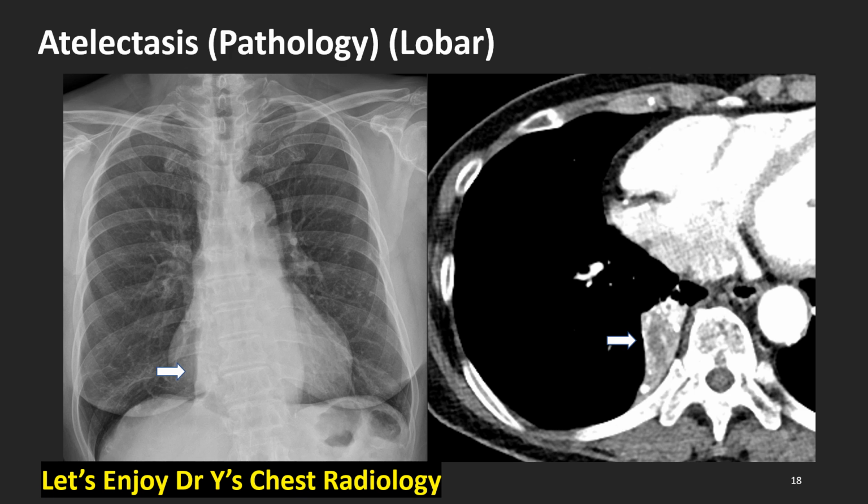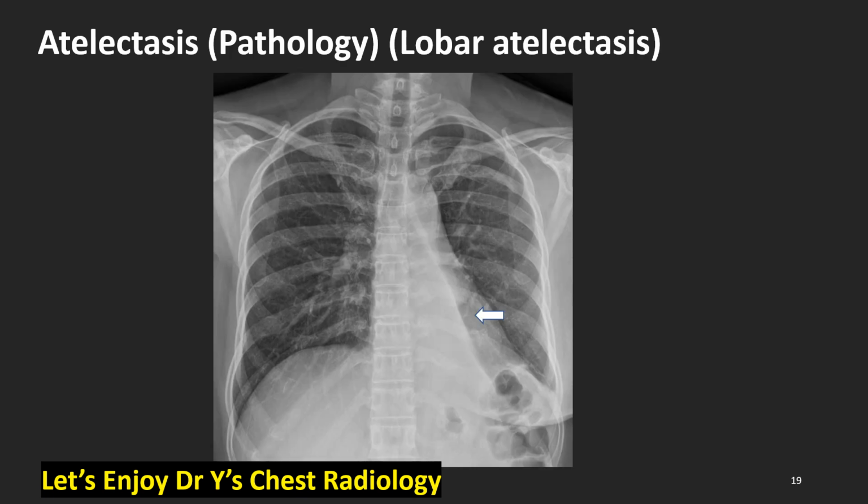Atelectasis pathology. Lobar. Arrows indicate the right lower lobe collapse due to chronic endobronchial inflammation. Lobar atelectasis. Arrow indicates left lower lobe collapse due to endobronchial tumor.